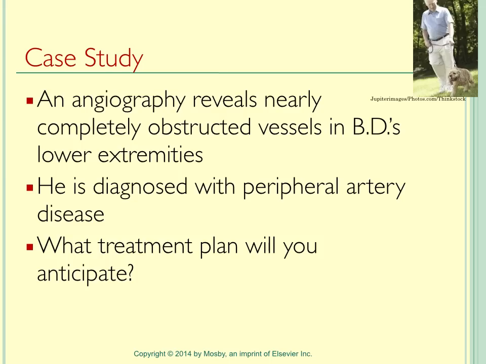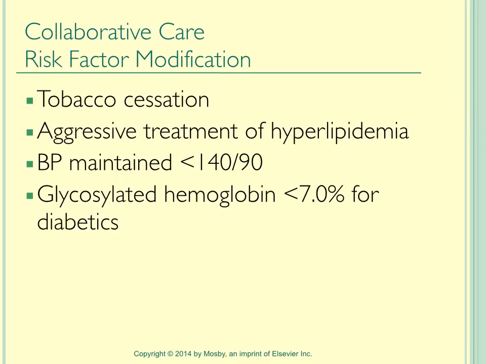Now with BD, the angiography was done and they saw some completely obstructed vessels in BD's lower extremities. He was diagnosed with peripheral arterial disease. So what treatment can BD have? The most important thing he can do is tobacco cessation, so stop smoking.